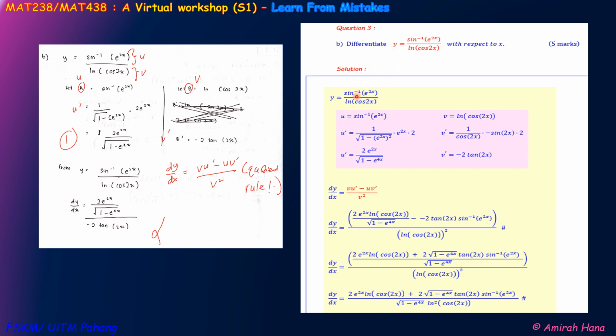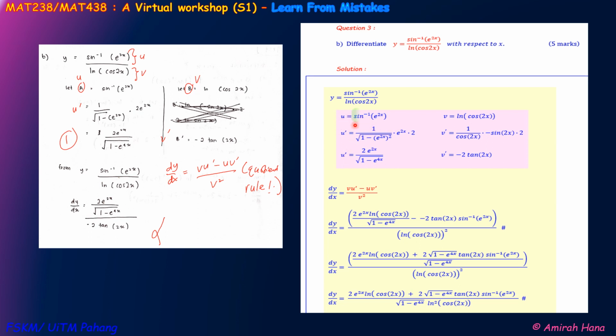Okay, we have y equals to inverse sine e to the power of 2x over ln cos 2x. Okay, ini rational function, atas bawah ada variable. So, kenalah guna quotient rule, okay, to differentiate. When we use quotient rule, we need to identify which function as u and which function as v. Normally yang atas sebagai u dan yang bawah sebagai v. Okay. So, kita discuss dulu how to find u prime.